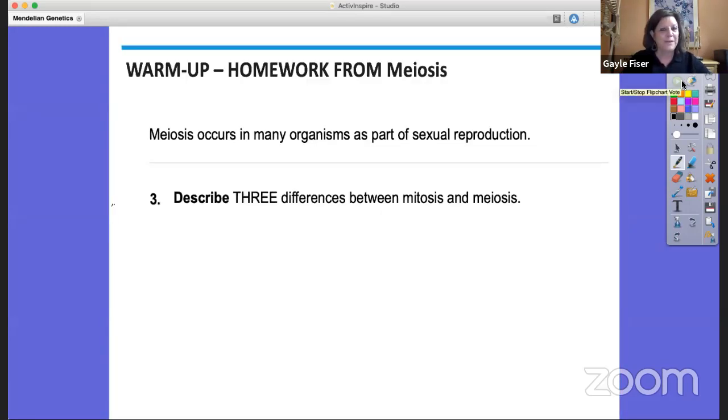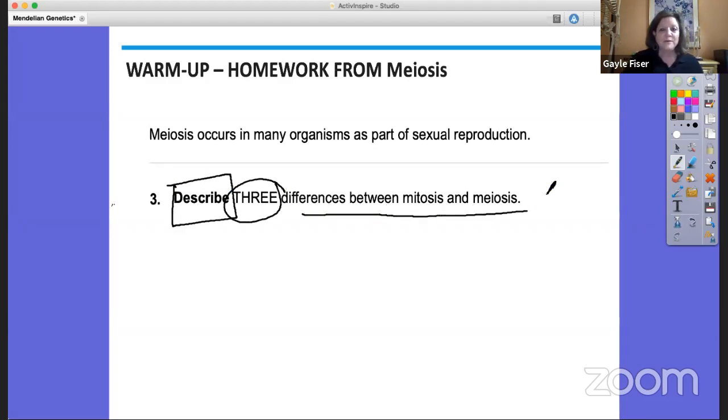All right, for our warm-up. This is homework from yesterday with Ms. Kate from Meiosis. If you are just joining us for the first time, I'll give you a few moments to jot down your answers. Meiosis occurs in many organisms as part of sexual reproduction. Describe 3 differences between mitosis and meiosis. I'm going to get my clock running. Okay. All right. I think you've had time to jot down a few ideas.